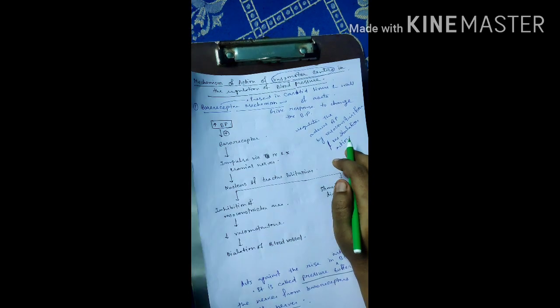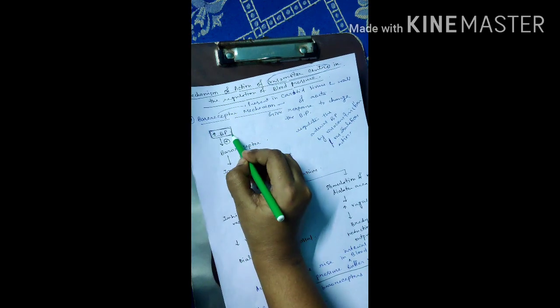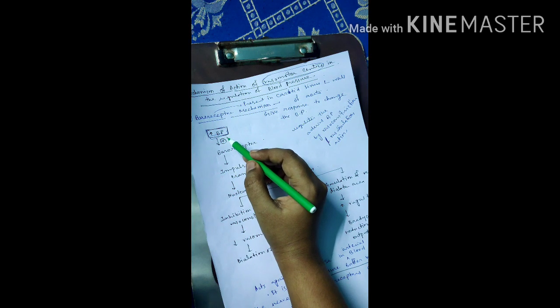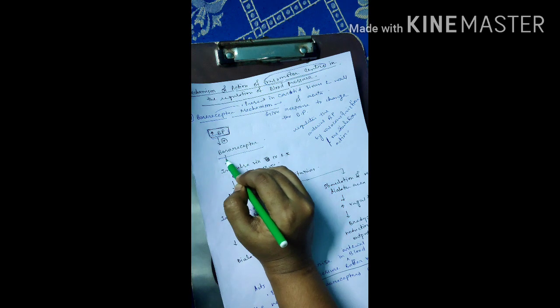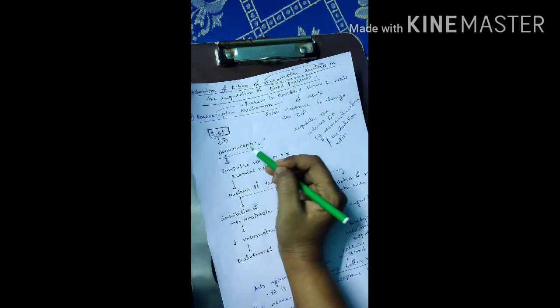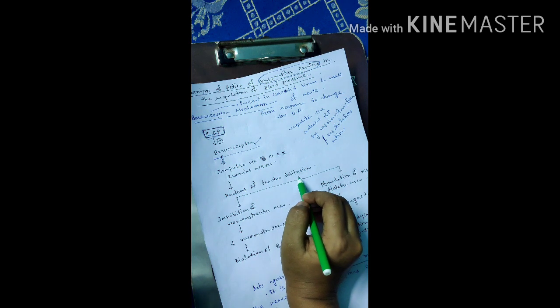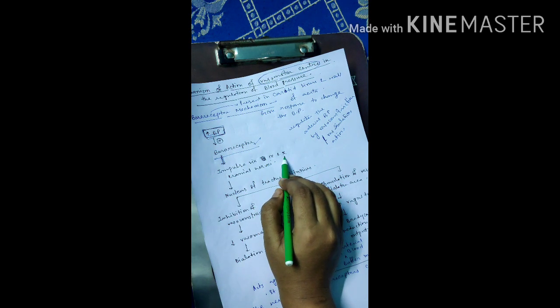So first of all, if the blood pressure is increased, then the vasomotor center gives impulse to the baroreceptor, and when the baroreceptor is activated, from here the impulse goes to the nucleus tractus solitarius by the help of the glossopharyngeal nerve and the vagus nerve, meaning the 9th and 10th cranial nerves.